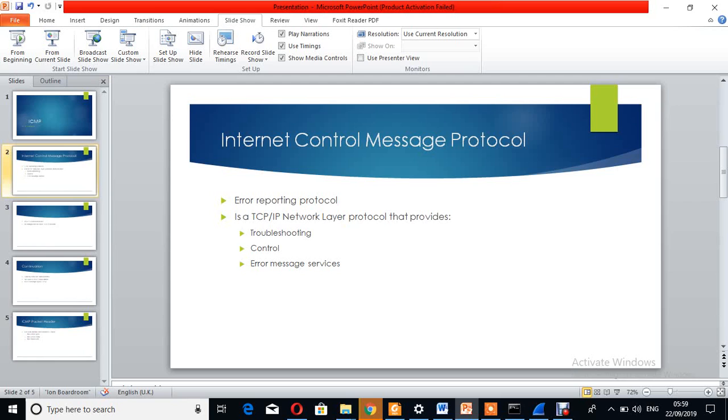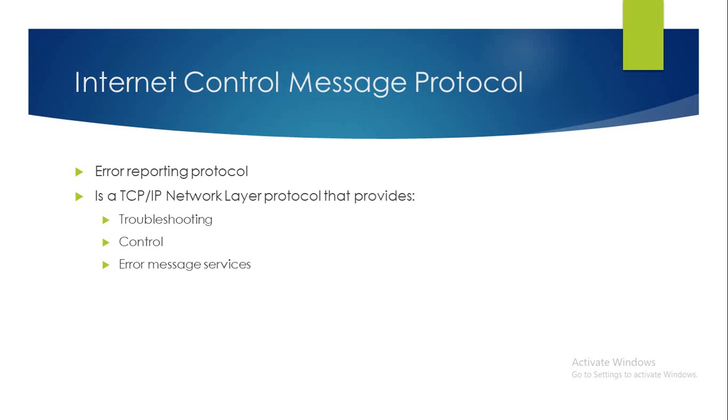ICMP is the Internet Control Message Protocol, which basically does the following. The first thing is that it is used by network devices such as routers to generate error messages to the source IP address when network problems prevent delivery of IP packets.